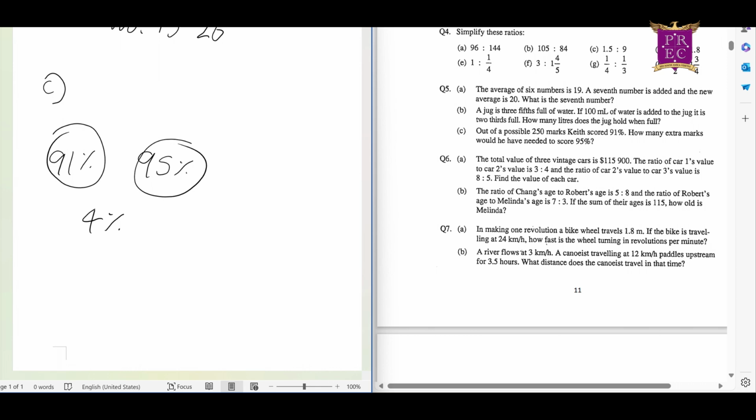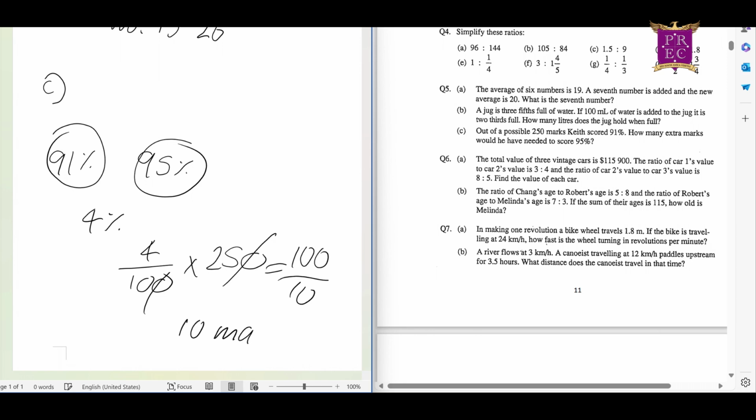So we're going to find out what 4% of 250 is. So we do 4 over 100 times 250. Can cancel the zeros out. 4 times 25 is 100. 100 divided by 10 gives us 10 marks. That's the answer. Okay. Now let's move on to the next question.